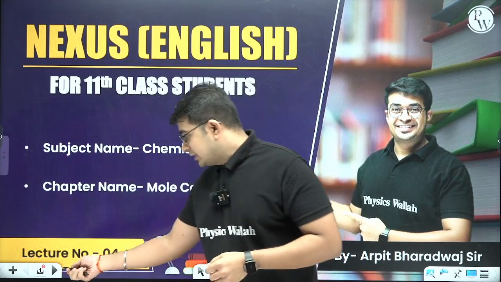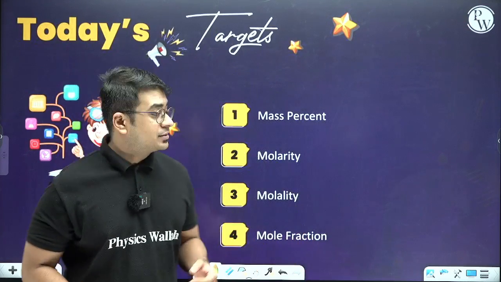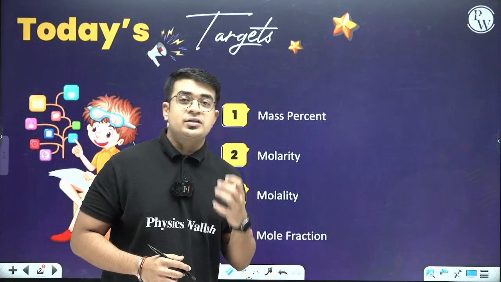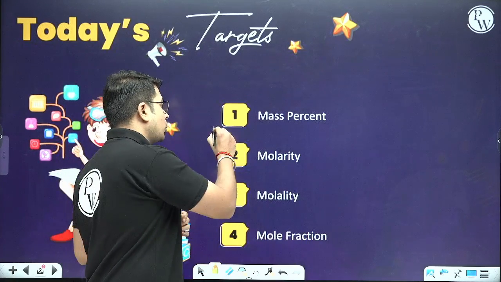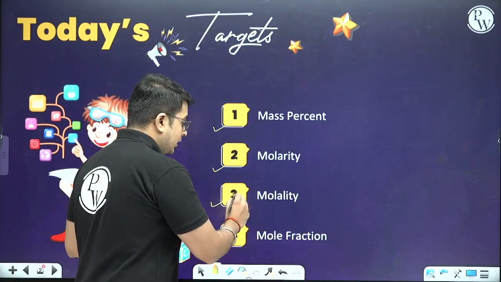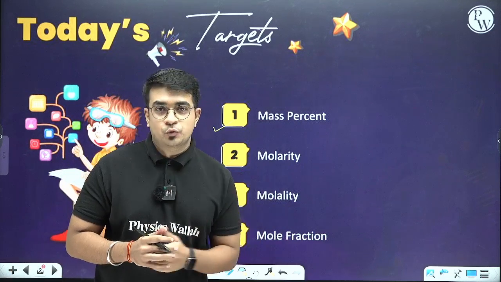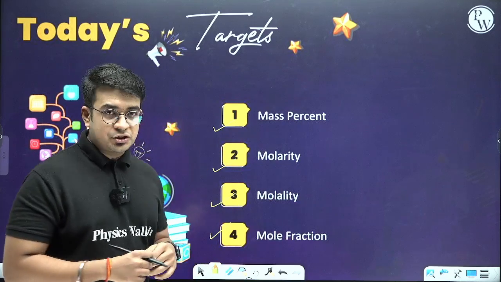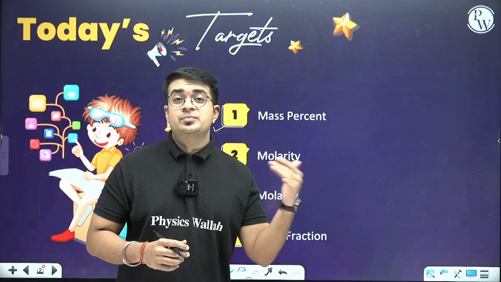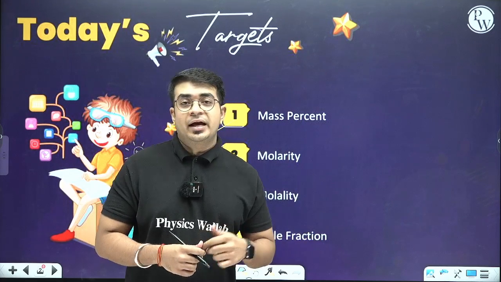and basically in this session, we are going to discuss some important concepts related to concentration terms, and mainly we are going to focus on mass percent, molality as well as mole fraction. Along with that, we are going to discuss some other portions also related to concentration terms like volume percent, mass by volume percent, ppm as well as ppb.